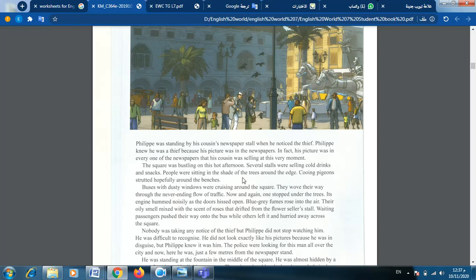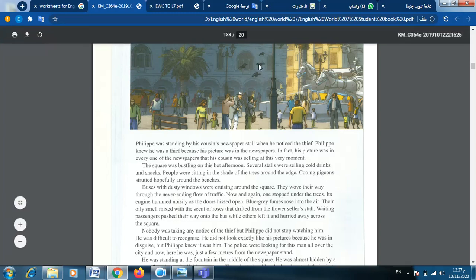People were sitting in the shade of the trees around the edge. It was very hot, so people were sitting under the trees or in the shade of the tree. Cawing pigeons strutted hopefully around the benches. Yes, if you look at the picture, these are pigeons, okay? And cawing is the voice of pigeons, cawing, okay? Cawing pigeons strutted, okay, hopefully around the benches, okay?